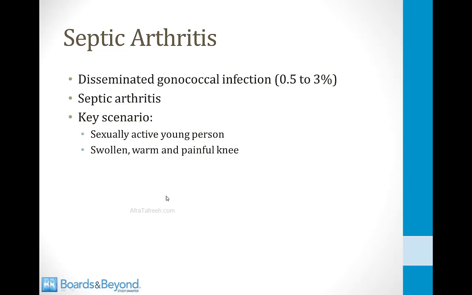Gonorrhea can spread to joints and cause septic arthritis. This is a disseminated gonococcal infection. It complicates a few percent of people who have gonorrhea, and it gives symptoms of septic arthritis. So the key scenario is going to be a sexually active young person who presents with a swollen, warm, and painful knee. They have gonorrhea that's gotten into their knee and they have septic arthritis.